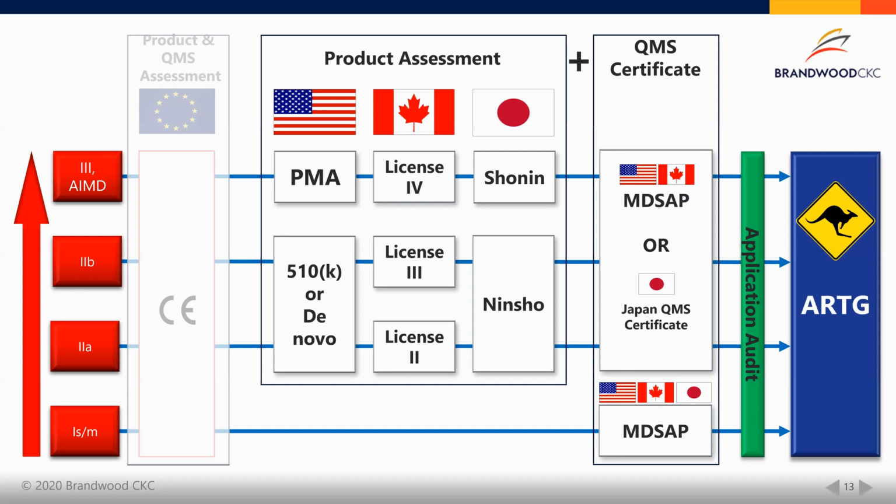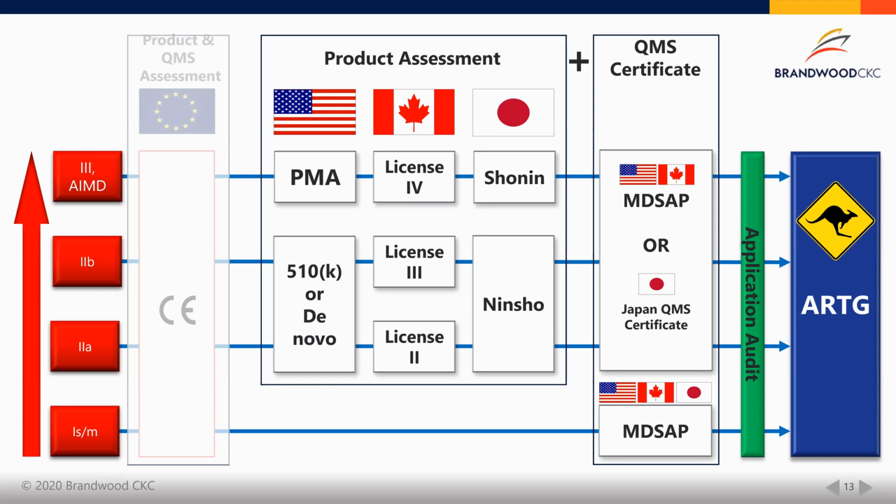So there's always two stages with the TGA and with all regulatory bodies. There's that QMS component, which looks at your manufacturing and your quality management system, and then the actual product assessment. That's basically where it is across the board. And this is summarized here for Australia to get your ARTG. So you can use Europe, TGA, USA, Canada, or Japan to get an ARTG and to get selling in Australia.